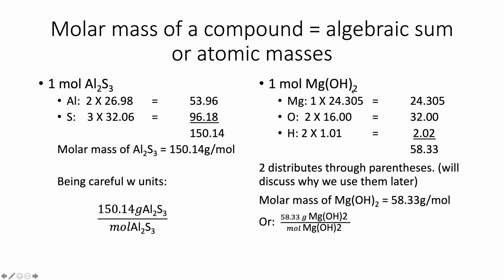But it distributes through. The subscript goes with whatever immediately precedes it, so the 2 goes through. So why don't we write it MgO2H2? I just said we'll get back to that. But there's 1 magnesium, there are 2 oxygens and 2 hydrogens. Molar masses from the periodic table. Do the math, add them up.